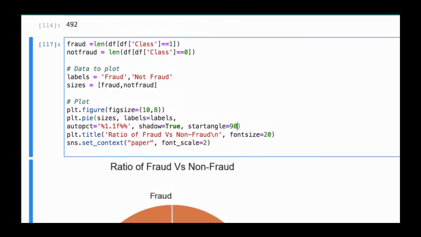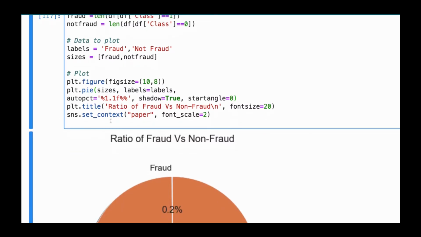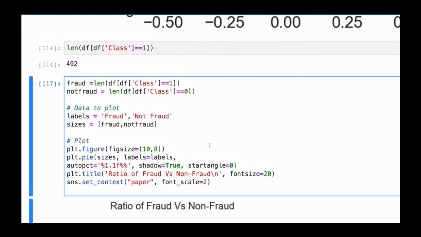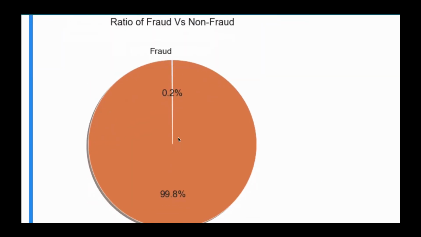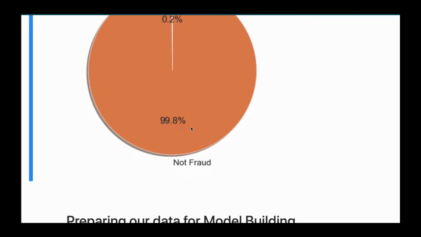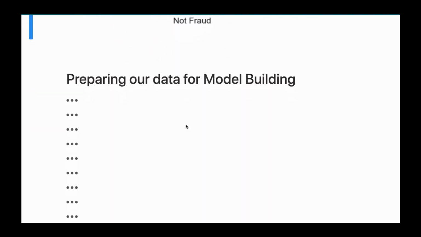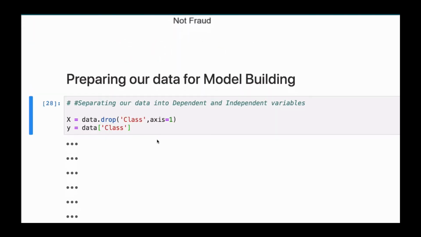All right, so all these are just hyperparameters that you can change, and then these are just title, that's your ratio, I mean fraud versus non-fraud. So you can change any of the hyperparameters that we have over here. All right, so the basic idea here is to see that we have only 2% of fraud cases as against 99.8%. All right, so let's start with our algorithm, preparing our data for algorithm.